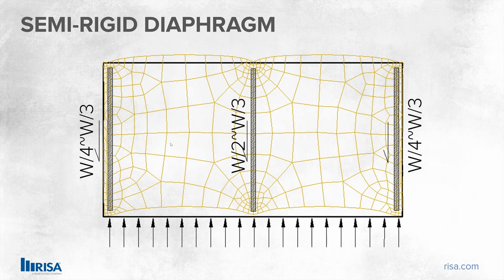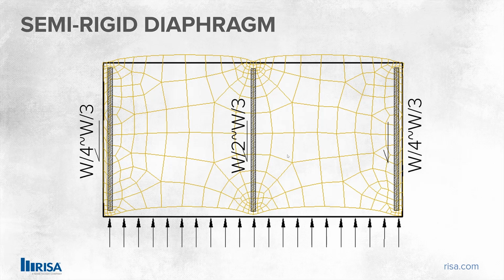So back in RISA Floor, we had to define how much of that 4-inch composite slab we were going to use to calculate the stiffness of the semi-rigid diaphragm. In this case, we chose to use 2 inches of the concrete, and that's the 2 inches that's solid above the composite decking, so that we can use that solid 2 inches to calculate the properties of the semi-rigid diaphragm.